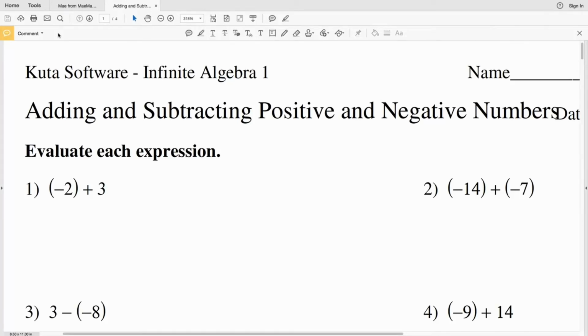In this video, we're going to start on the worksheet for adding and subtracting positive and negative numbers. If you go to the Kuta Software website, go to Free Worksheets, Algebra 1 Worksheets, and this will actually be called Adding and Subtracting Rational Numbers.